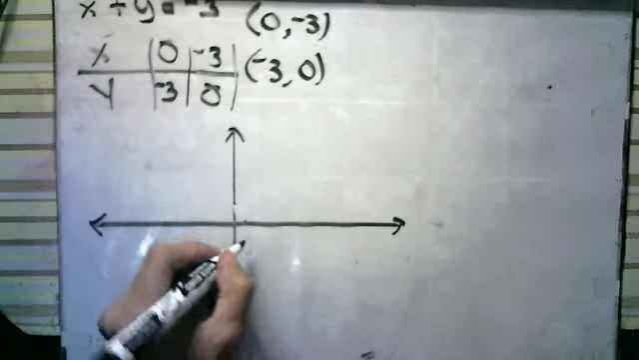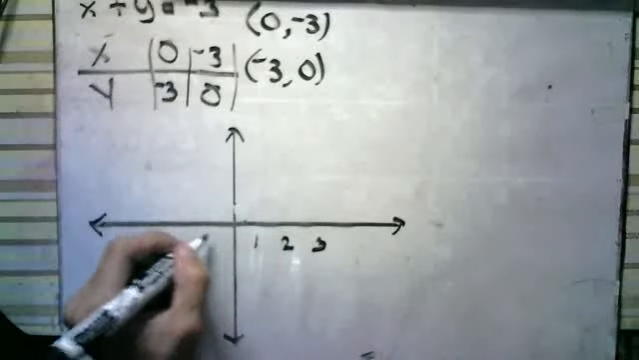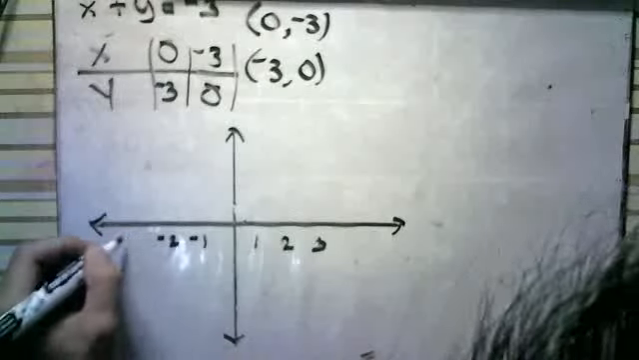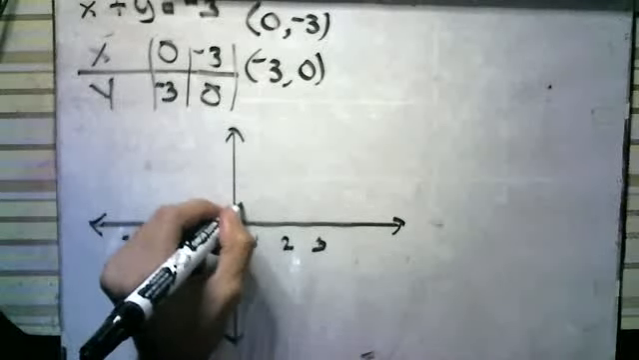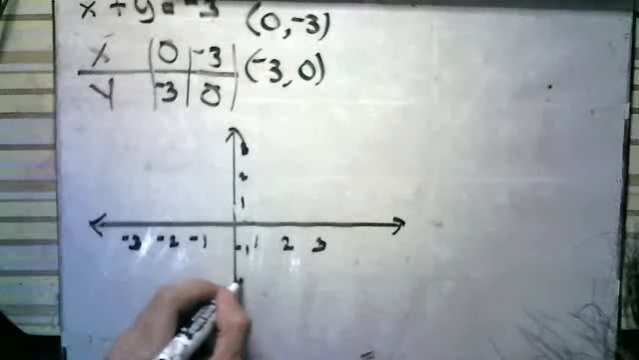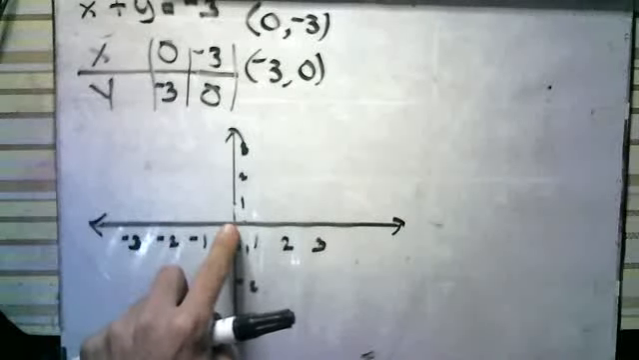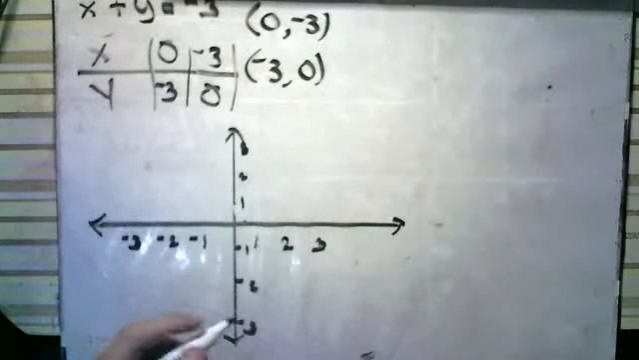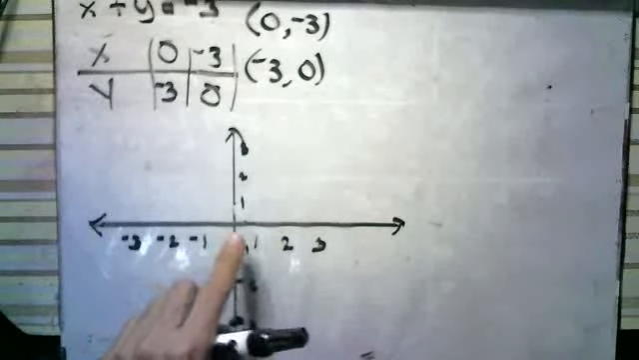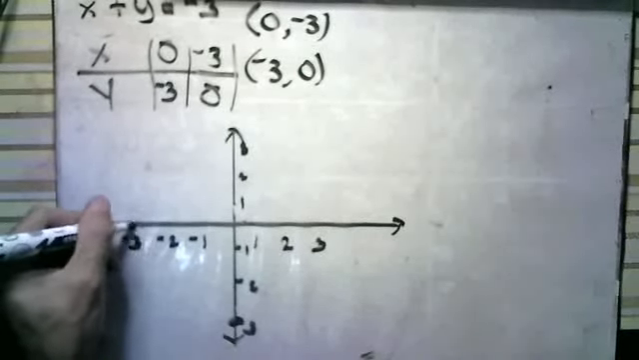Okay, so we have here 1, 2, 3. Sorry, -1, -2, -3. 1, 2, 3, -1, -2, -3. So let's start with 0, -3. 0, -3, pababa. Ito yon, nakikita? And then, -3, 0. Ito yon.